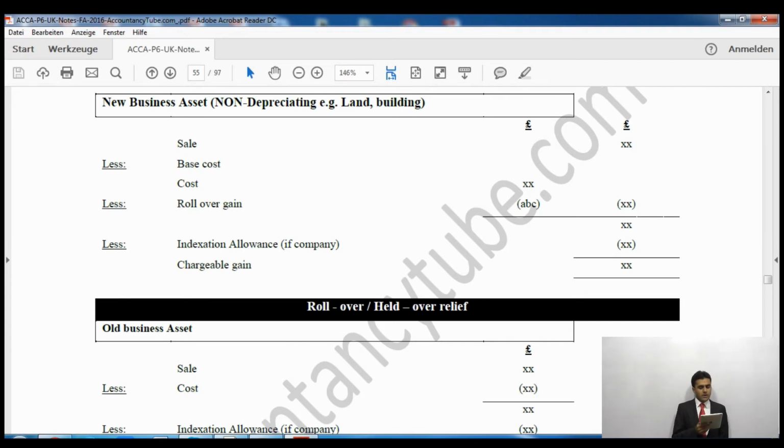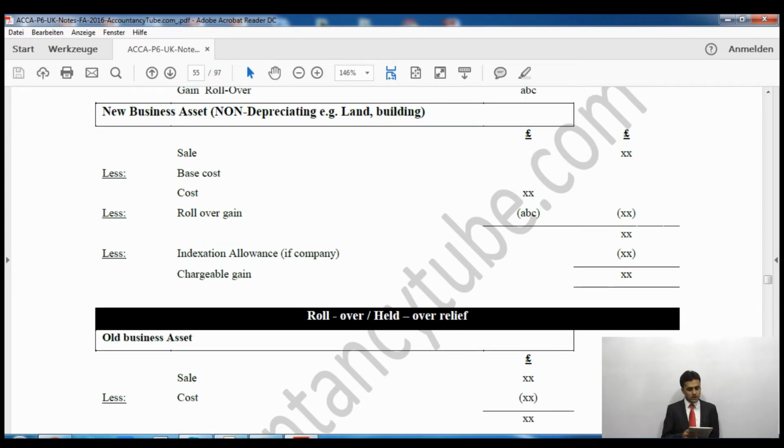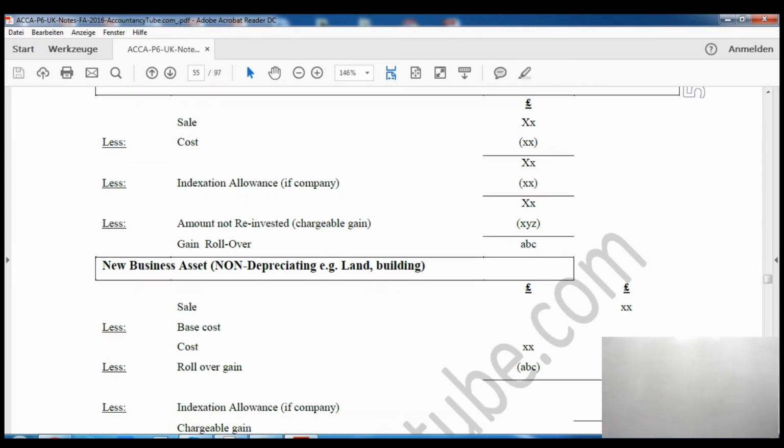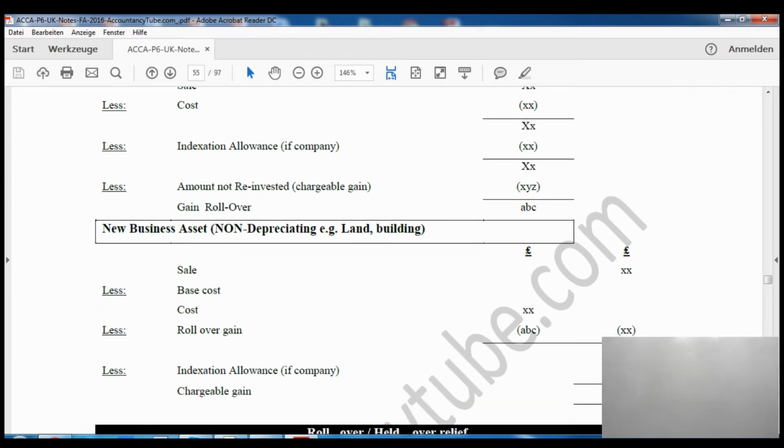We'll take the actual cost and we will deduct the gain which we have rolled over earlier on the previous asset. If you just see above that, it's ABC. This gain rolled over was ABC. Now we are deducting that ABC out of this new asset's cost. When we are deducting that deferred gain out of this new asset's cost, it means that the cost will be reduced.